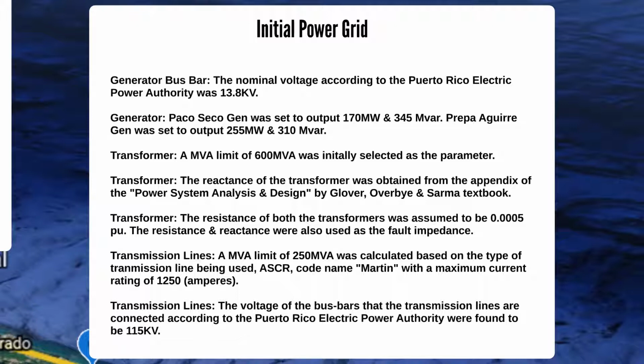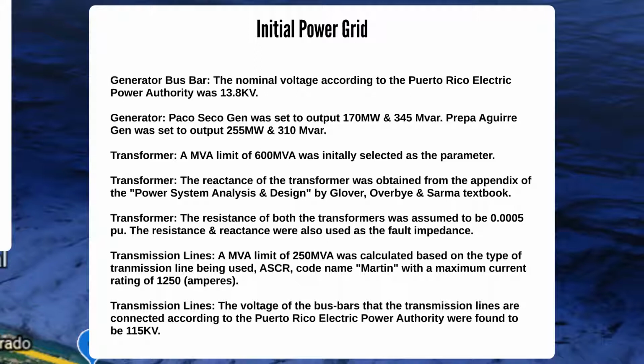Alright, so taking a look at a summary of the initial power grid, we can now state the following. The nominal voltage according to the Puerto Rico Electric Power Authority was 13.8 kilovolts. The Palo Seco gen was set to output 170 megawatt and 345 megavar. The Prepa gen was then set to output 255 megawatt and 310 megavar. As it relates to the transformer, an MVA limit of 600 megavolt ampere was initially selected as the parameter.